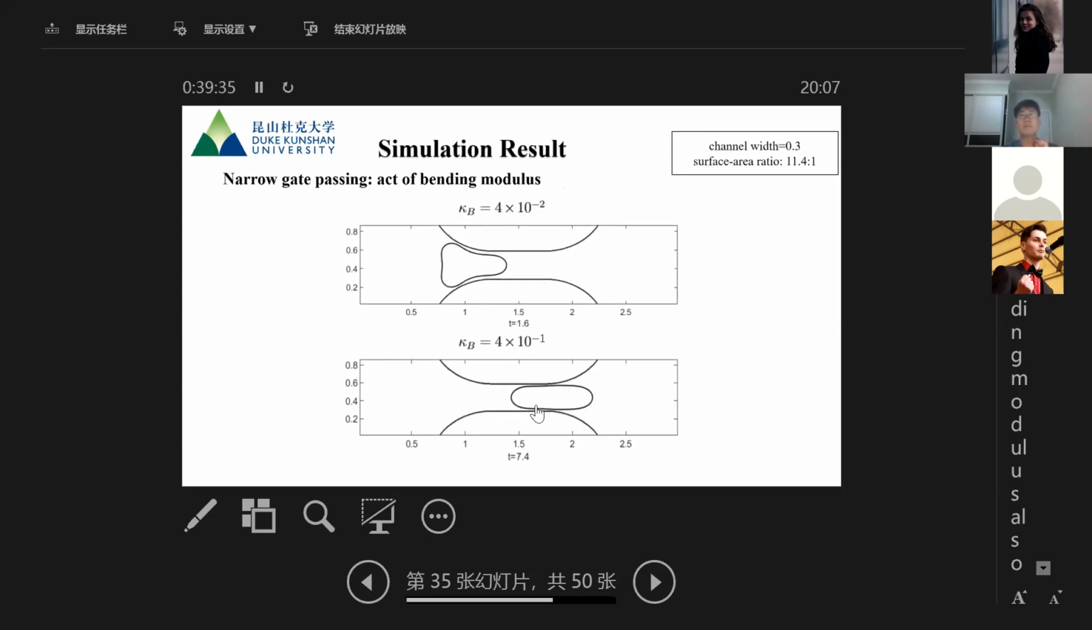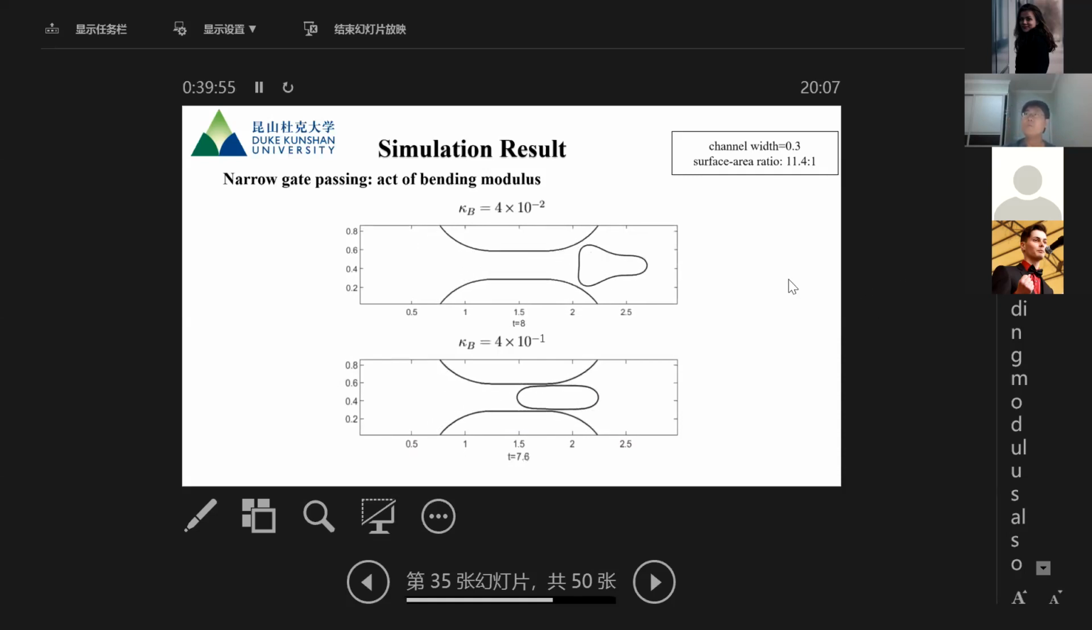So when it passes through, it will have some bounce back here. But if it's very soft, it can undergo a very large deformation and then pass through the channel. For the large channel, currently my channel is, I think, 3 micrometers.